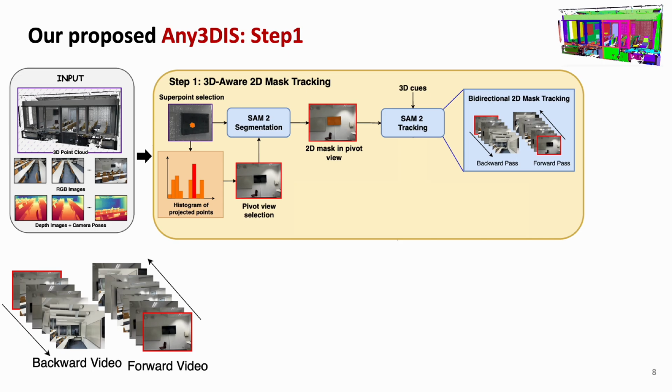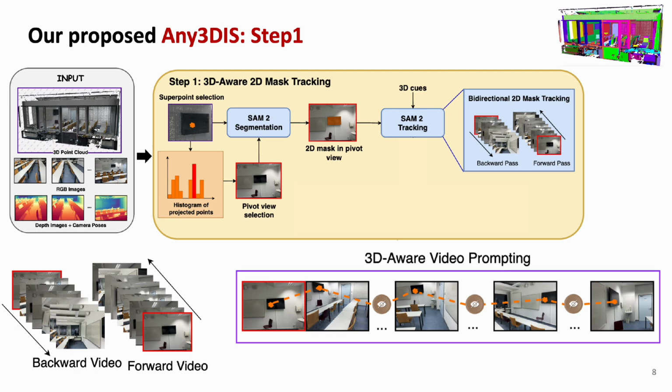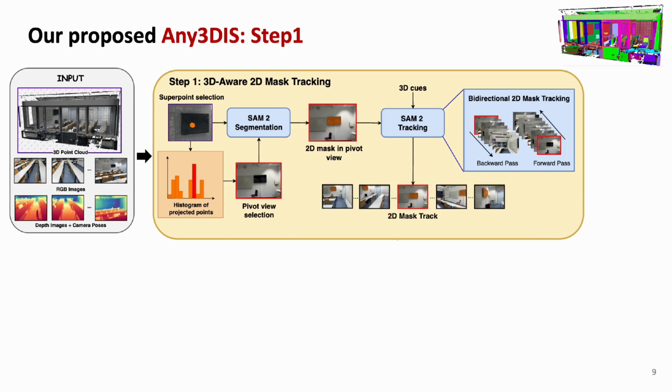Since objects may disappear and reappear, and SAM2 forgets them after 7 frames, we introduce a training-free 3D-aware tracking mechanism to generate consistent tracklets. To maintain tracking over longer sequences, we sample projected points from the superpoint across frames and use them as additional prompts for SAM2. Overall, SAM2 receives the mask prompt from the pivot view and point prompts from other views as guidance. This allows us to generate ID-consistent 2D segmentation masks for the selected superpoint across the entire sequence.